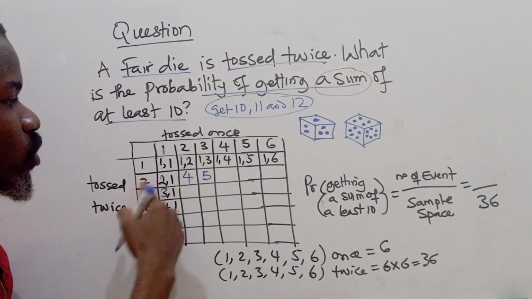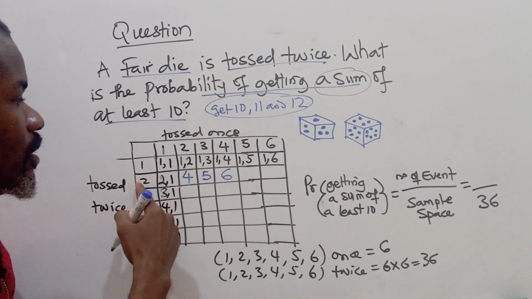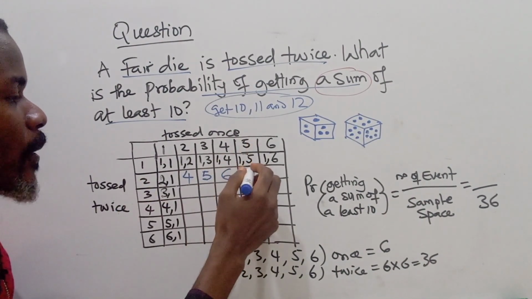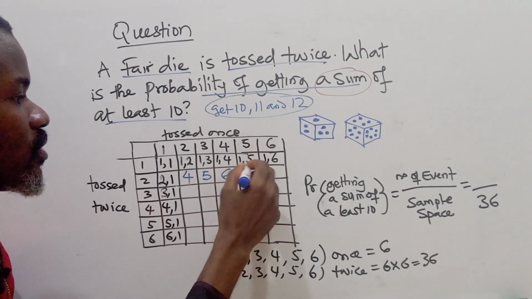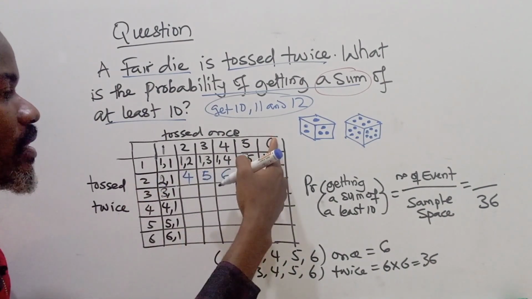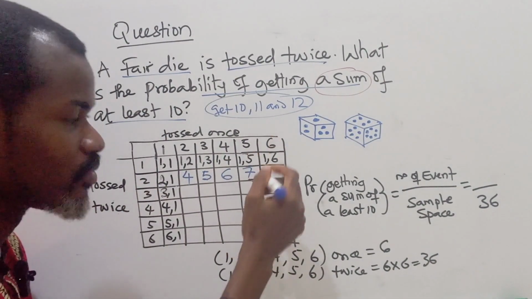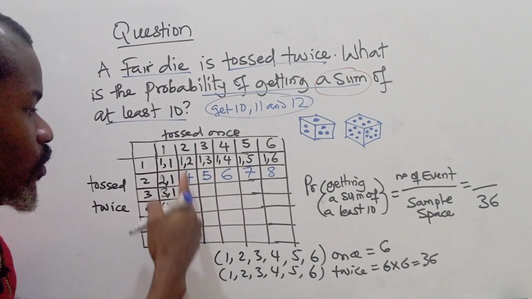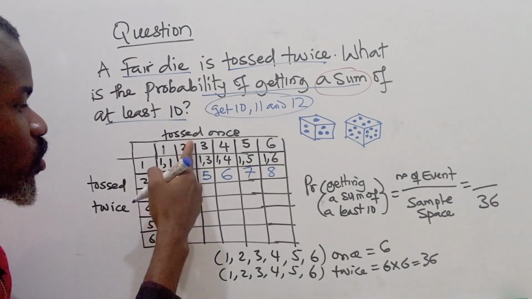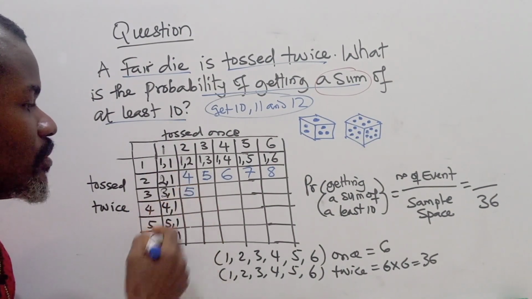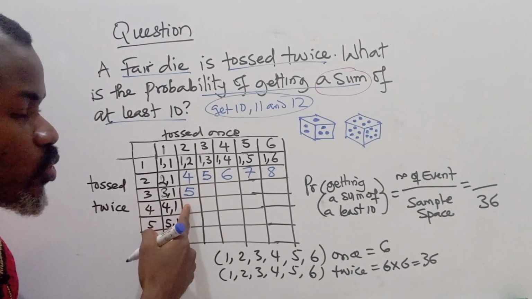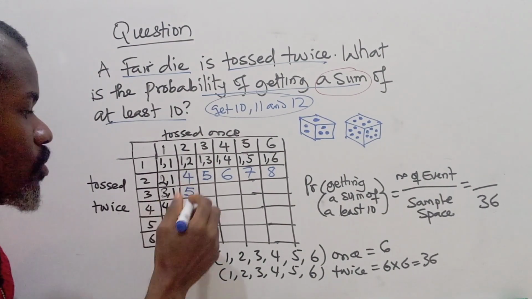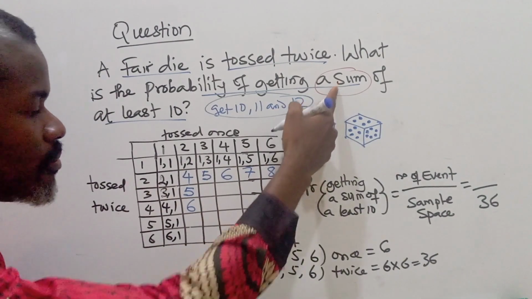This is 2 and 4, which is 6. This is 2 and 5, which is 7. 2 and 6 up here is going to give us 8. Okay, what about this way? Let's say 3 and 2. This is 5 appearing. Okay, this is 4 and 2, but we're simply going to say 6 as a sum.